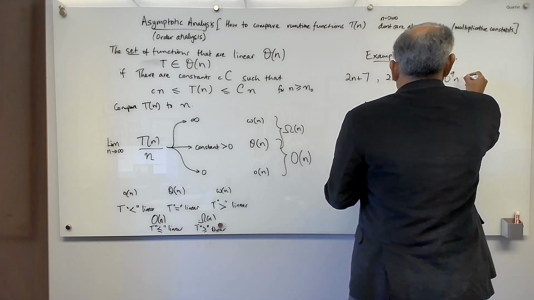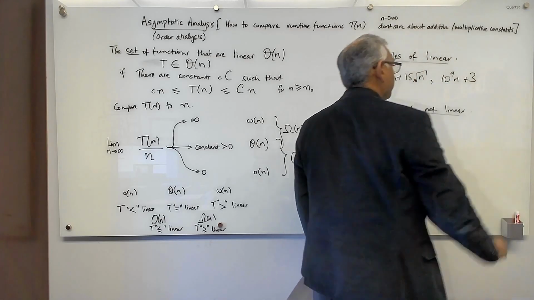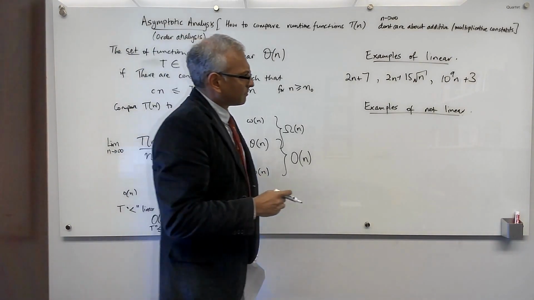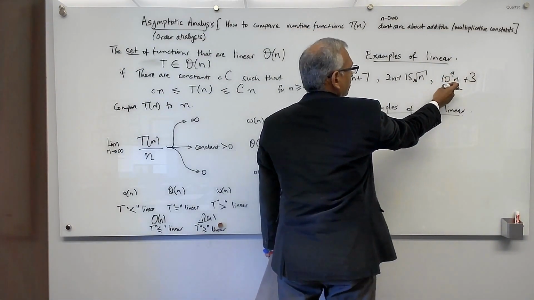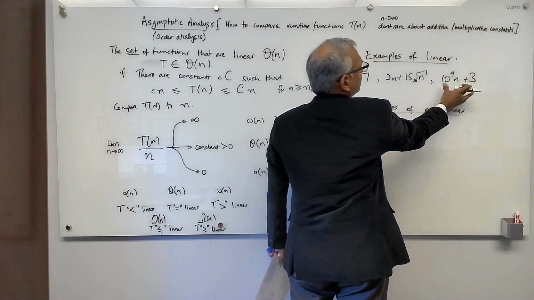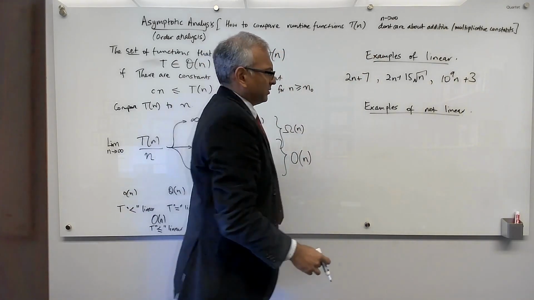to the 9n plus 3. Okay, so when you divide by n, you get 10 to the 9 plus 3 over n, take the limit. This is a classic linear function. And we say that this is linear.